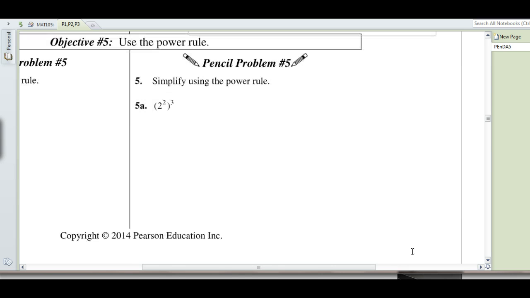Okay, simplify using the power rule. So this is just the one that says when you have something inside parentheses with an exponent, we need to multiply them. So this is just 2 to the 2 times 3, which is 2 to the 6th power, which is 64. Quite a common number today in the examples.